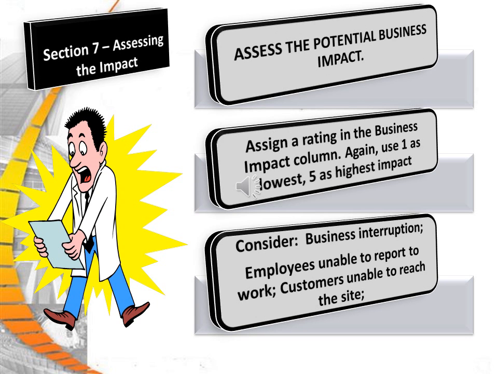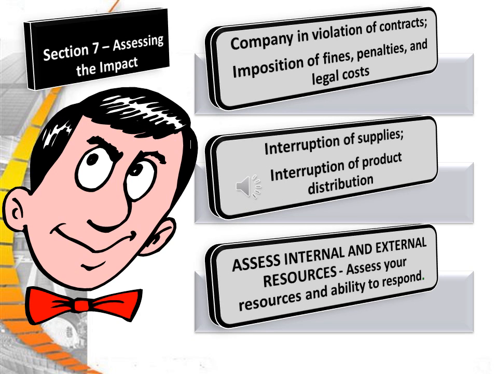Assess the potential business impact. Assign a rating to the business impact column, again, using 1 as the lowest and 5 as the highest impact. Consider business interruption, employees unable to report to work, or customers unable to reach your site. A company in violation of its contract, imposition of fees or penalties and legal costs, an interruption of supplies, an interruption of product distribution.